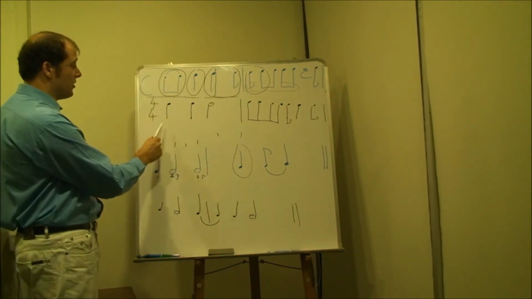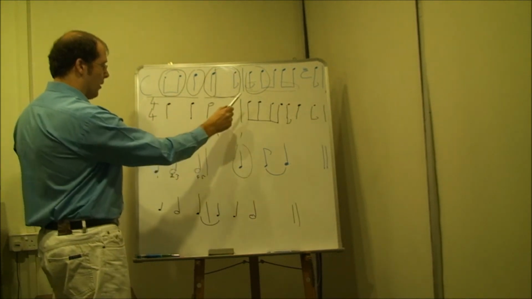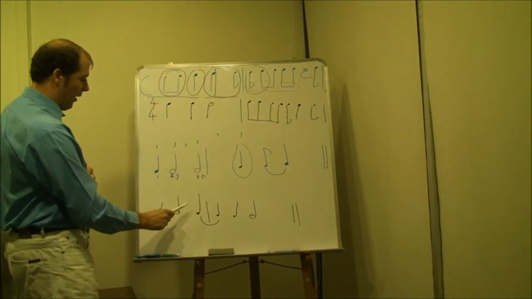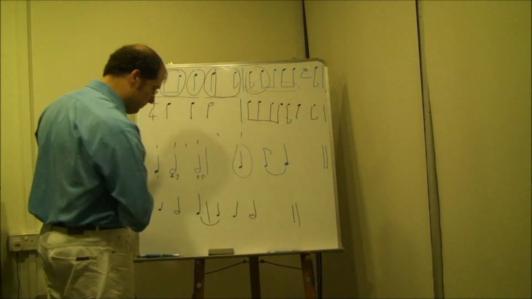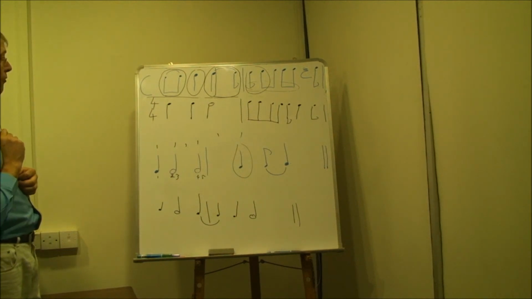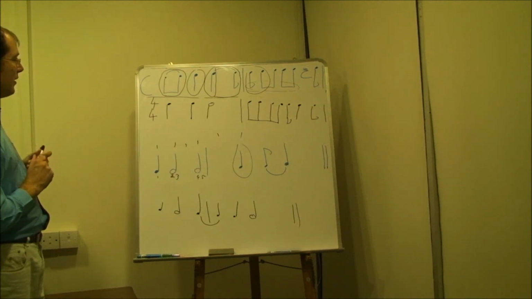So if we have a look at this exercise, then it goes bum bum bum bum bum bum bum bum bum bum bum bum bum bum bum, and that's it. A correctly grouped 4/4 exercise. Next, we're going to move on to a 6/8 example.